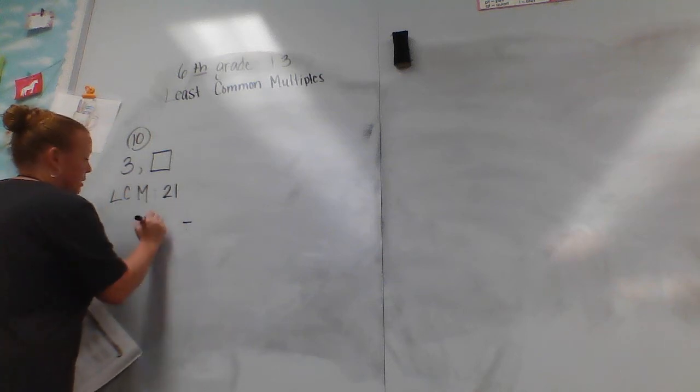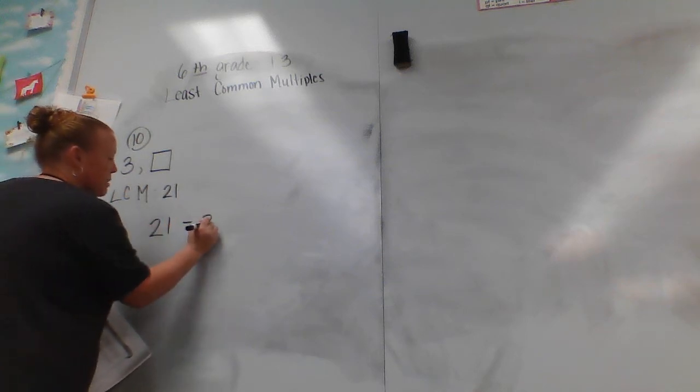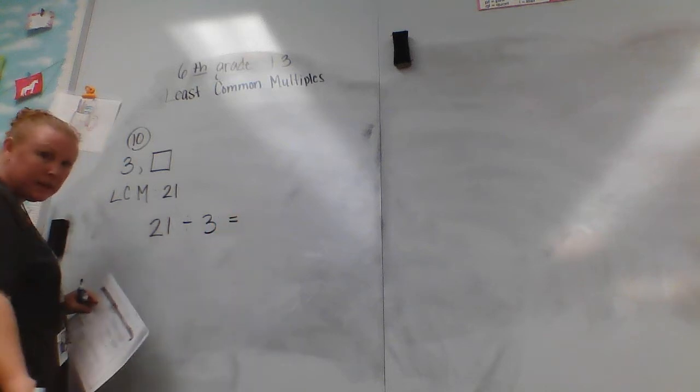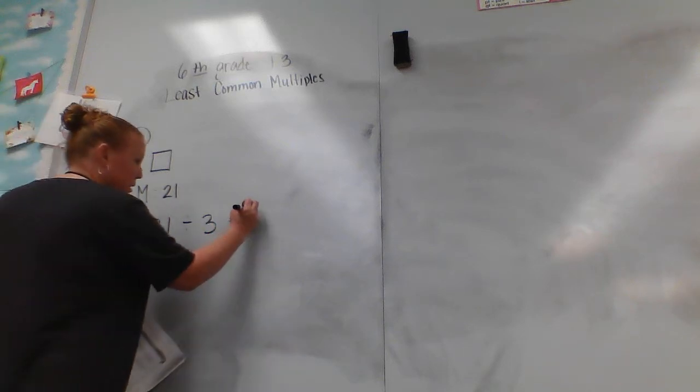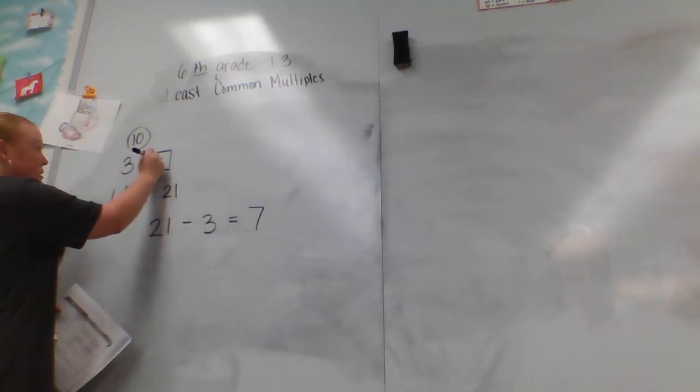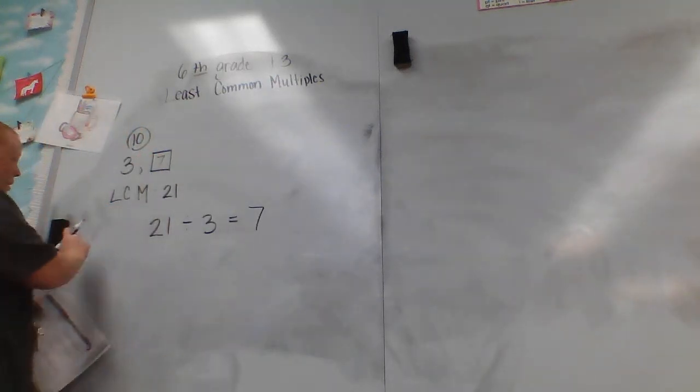and I'm going to go 21, and I'm going to divide that by 3 and see what I get. I know that 3 goes into 21 7 times. 7 is going to be what goes in that box. Okay?